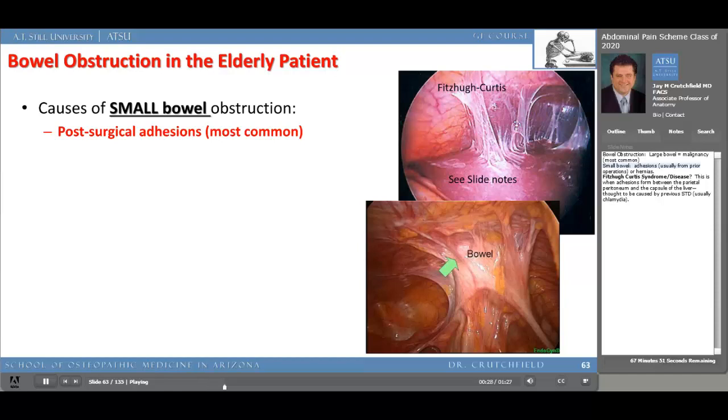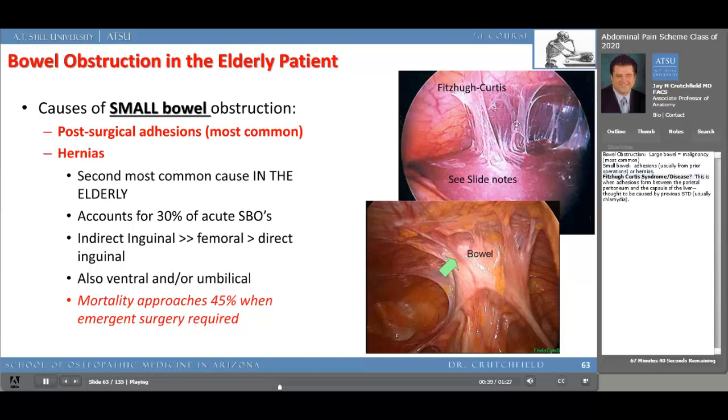The mortality approaches 45% when emergency surgery is required for a bowel obstruction secondary to adhesions or from hernias. It's a significant amount of hospital admissions and hospital morbidity and mortality.